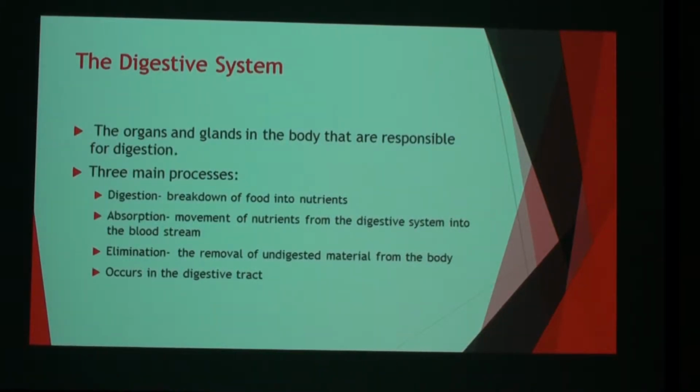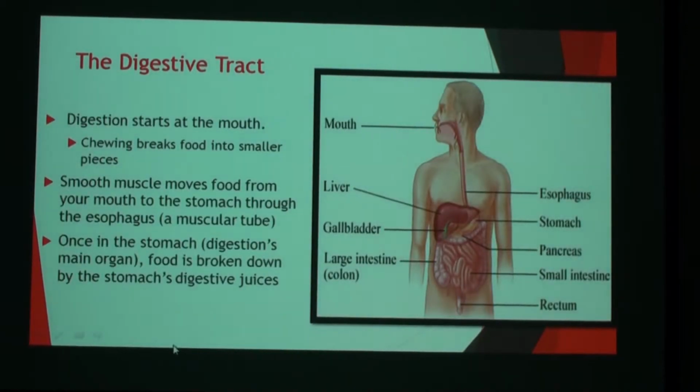There are three main processes. First, digestion, which is when we break down food into nutrients. Then we have absorption, which is the movement of the nutrients from the digestive system into the bloodstream. And then we have elimination, which is the removal of the undigested material from the body. These three processes occur in the digestive tract.